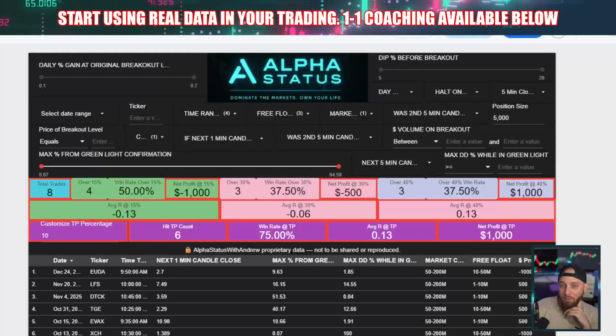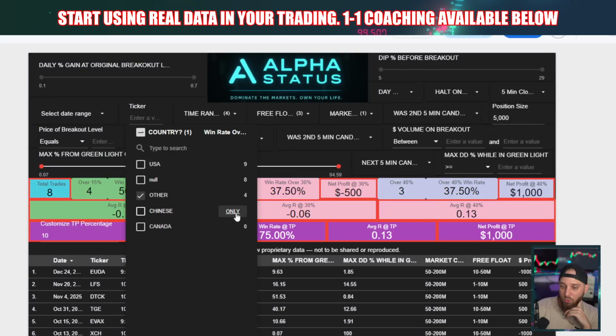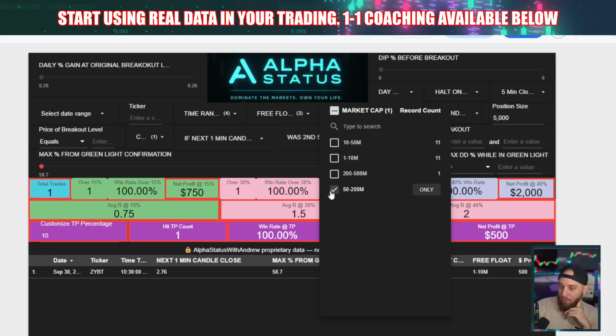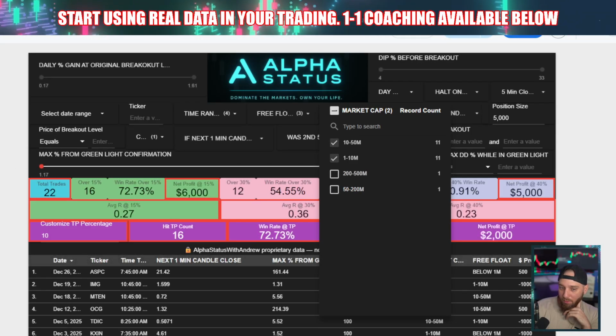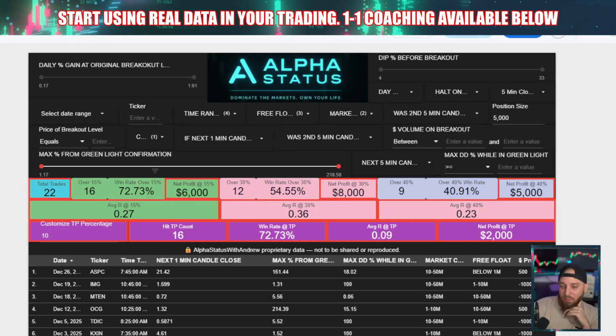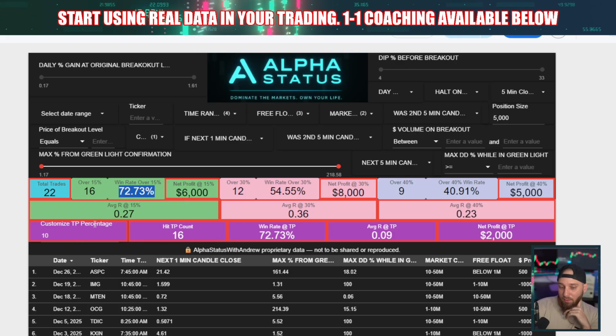So if we go back into the tracker right here and we just go to China, and let me filter by the market cap again. Let me get rid of that. We can see that the win rate for China for 15% is 72%. Really good, actually. And then the take profit for 10% is actually the same.